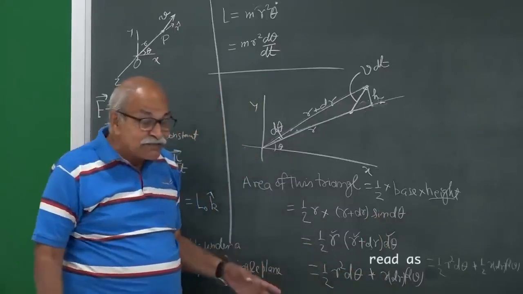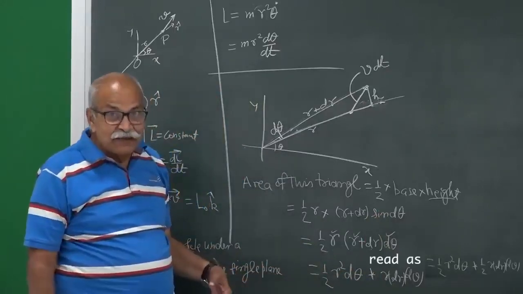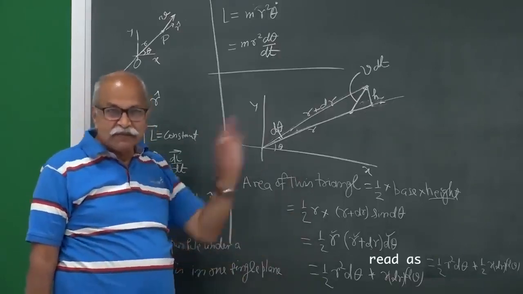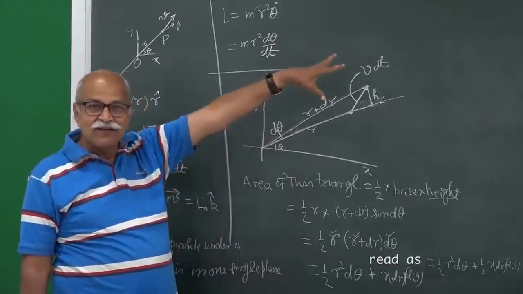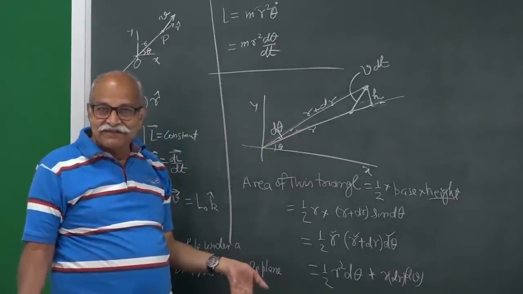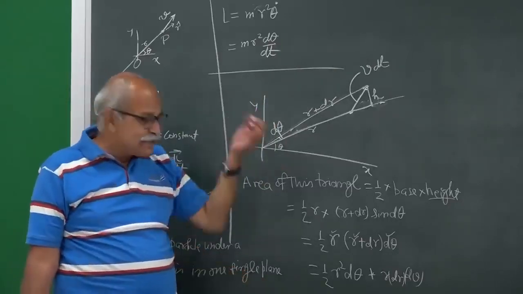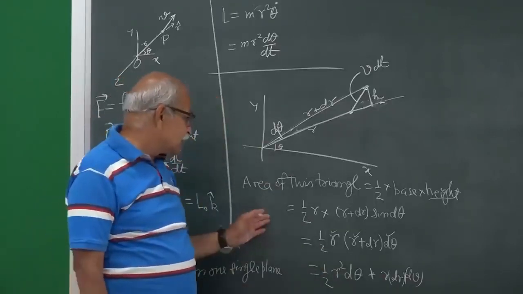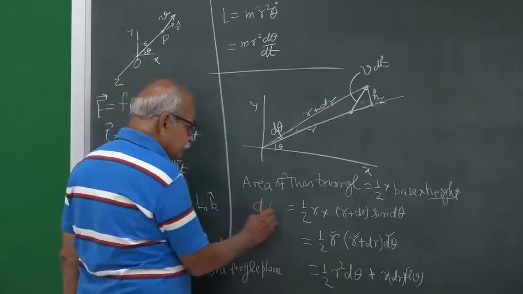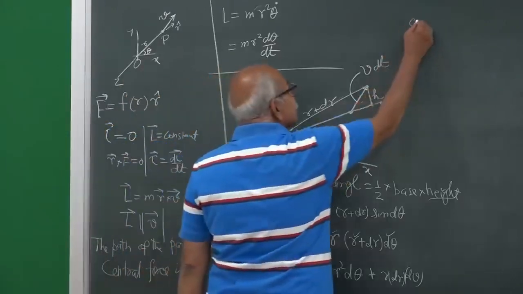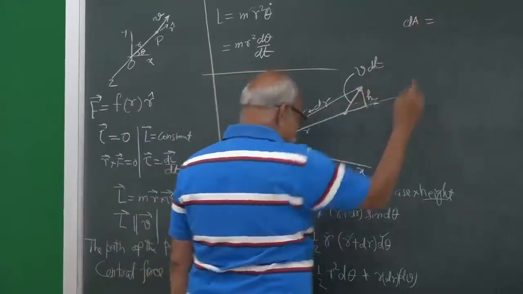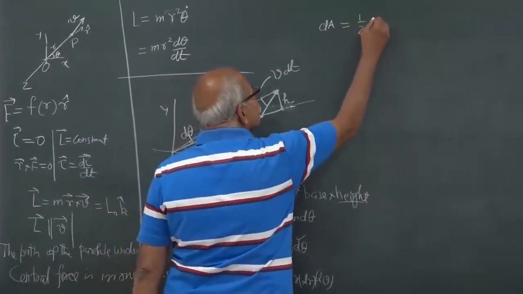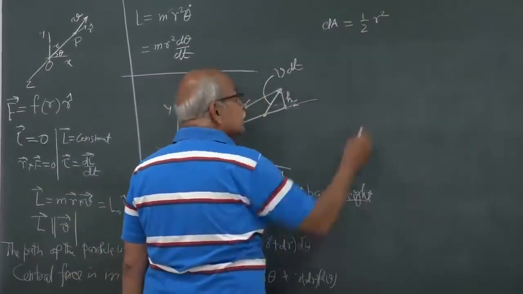This is not an approximation, because we are going to take limits. We always talk in terms of limits. Final results in calculus are the limits, and there it is exactly the same. So this can be dropped out, and this area dA is equal to half r square d theta.